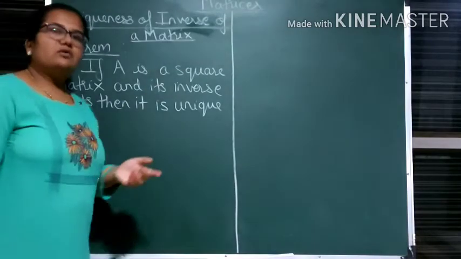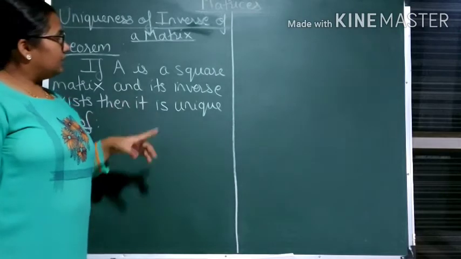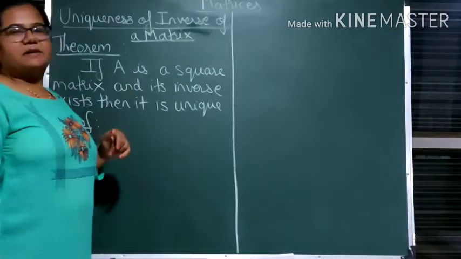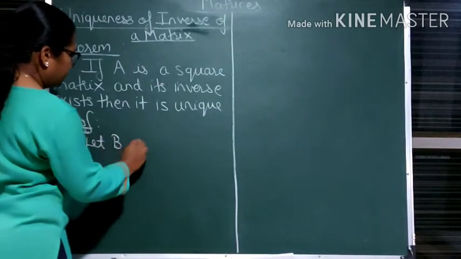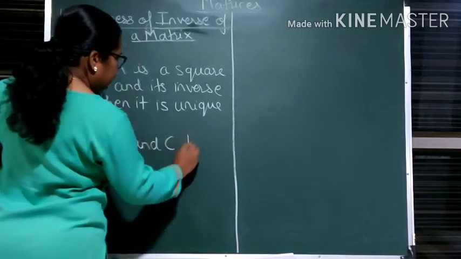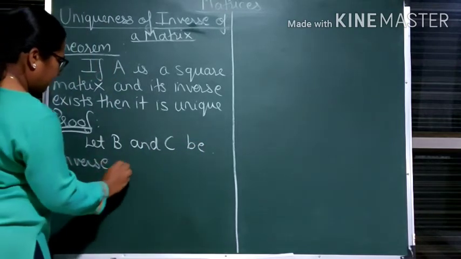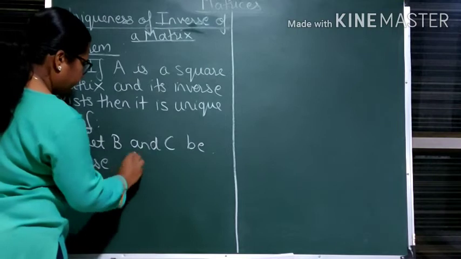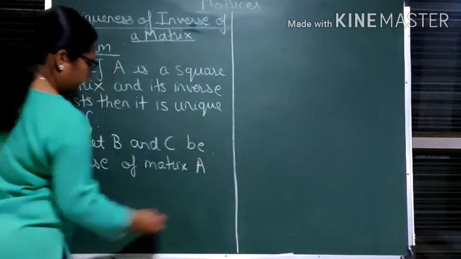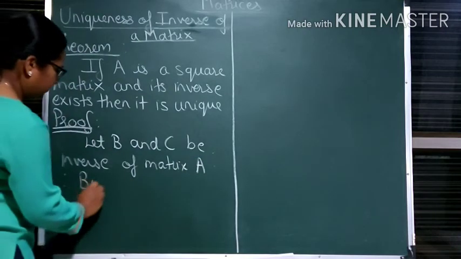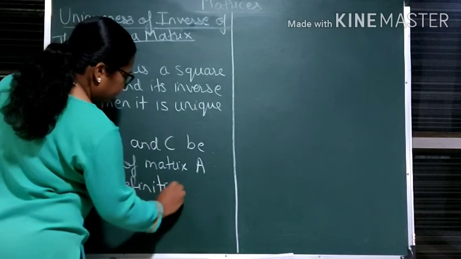Now we will go in converse order. We have to prove it is unique. What we will say is that there are two inverses for the given matrix A. So let B and C be inverses of matrix A. Therefore, by definition, what is the definition we have seen?